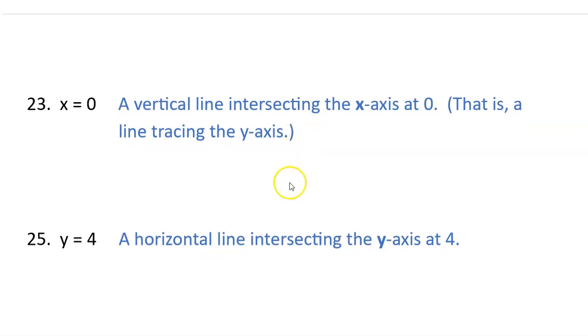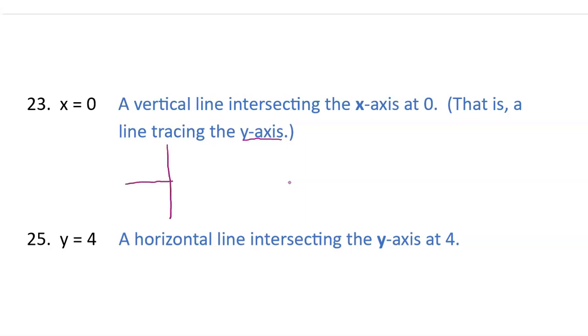Number 23. What about the equation x equals 0? What does that look like if you graph that equation on a grid? It is a vertical line intersecting the x-axis at 0. This is a special vertical line. This one has a name. It's called the y-axis. All right, here's what it would look like if you had to do this.